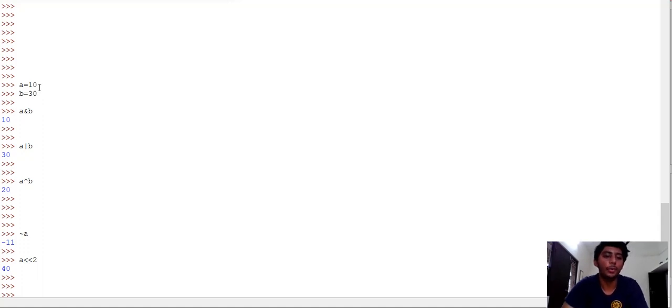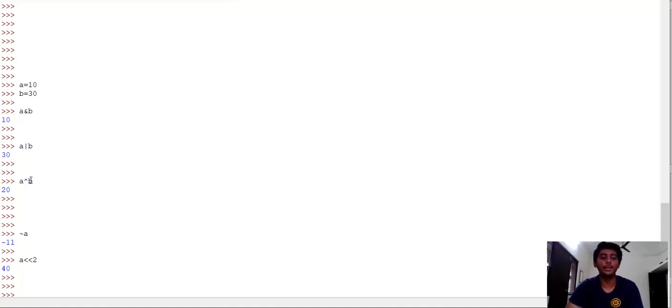Again I am assuming new values to A as 10 and B as 30. First, A AND with B, that is A bitwise AND with B, that is 10 bitwise ANDing with 30, the answer will be 10. It will AND bitwise, that is a binary operation. A OR B, that is it will do the bitwise ORing between A and B, 10 and 30, the answer will be 30.